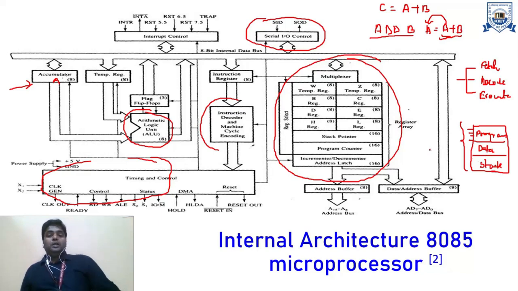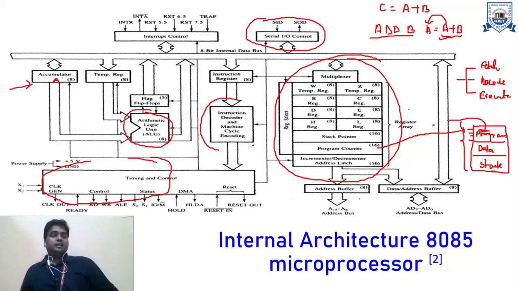Here the execution starts from the program counter. The program counter contains the address of the instruction that is to be fetched, that is, the address of the very first instruction. This address information is placed on the address bus. We move toward this memory location and fetch the instruction, and this instruction is placed on the data bus.